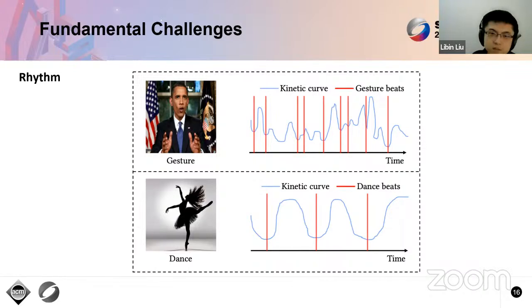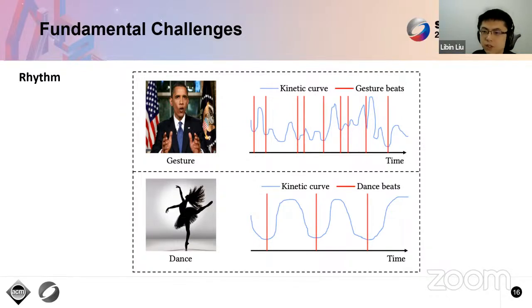The first is the rhythm. If we see a person who is talking while gesturing, like Obama, we can see quite a consistent correspondence between the rhythm of the motion and the rhythm of the speech. So that makes this problem very similar to music-to-dance generation tasks. But different from music-to-dance, music has a very clear rhythm structure that can be easily identified and used to constrain and help the generation of dance.